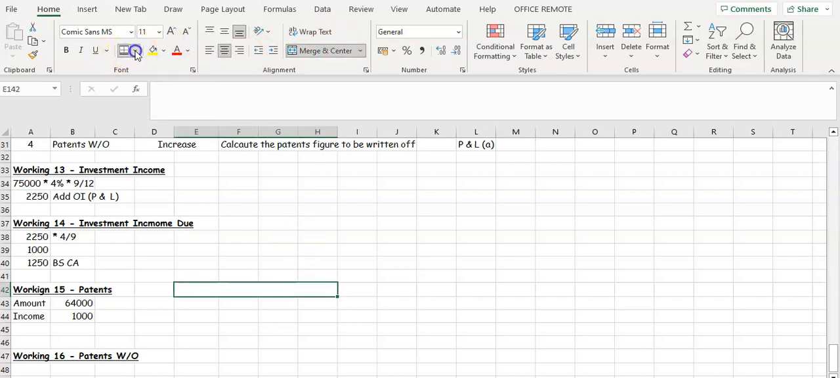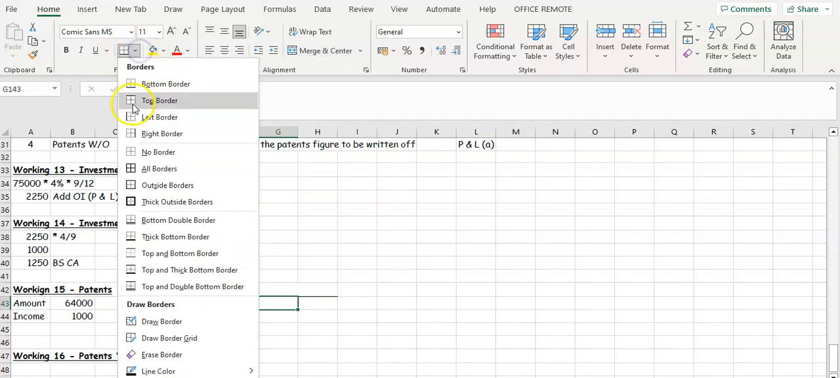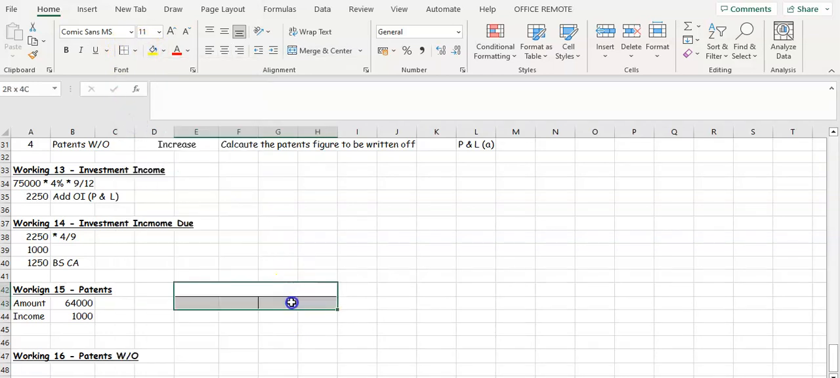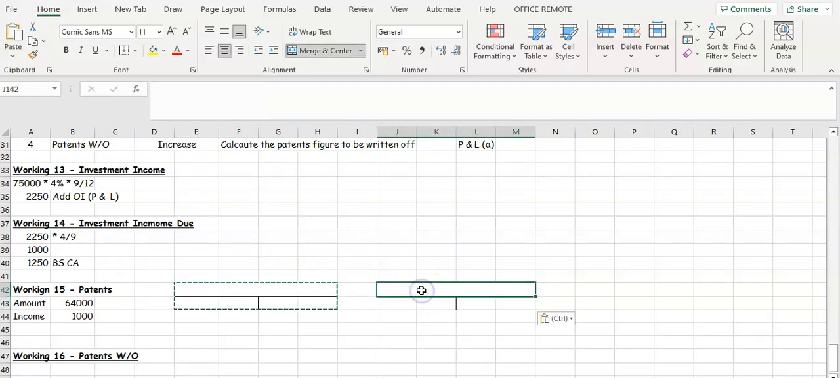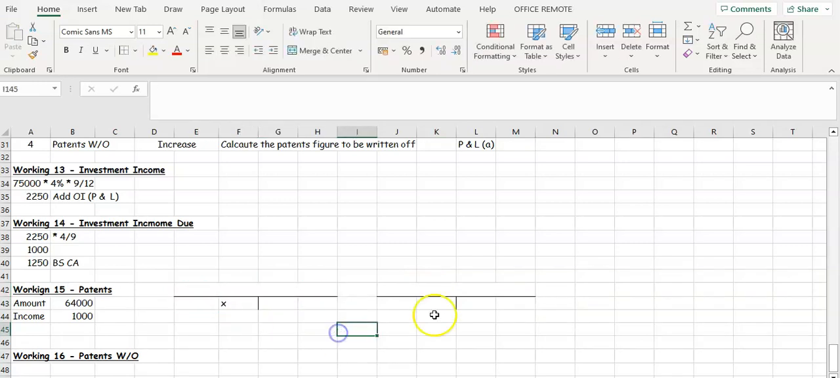Okay, so if you do a T account, this is going to represent our patents. So remember, patents is an asset. Income is an income. So if we want to increase an asset, we put it on the debit side. If you want to increase an income, we put it on the credit side. So this is our income.